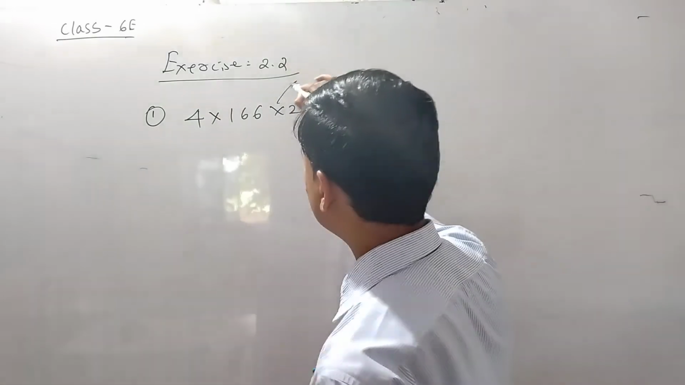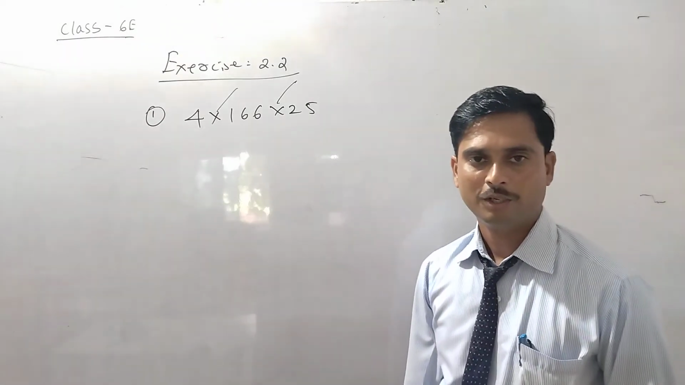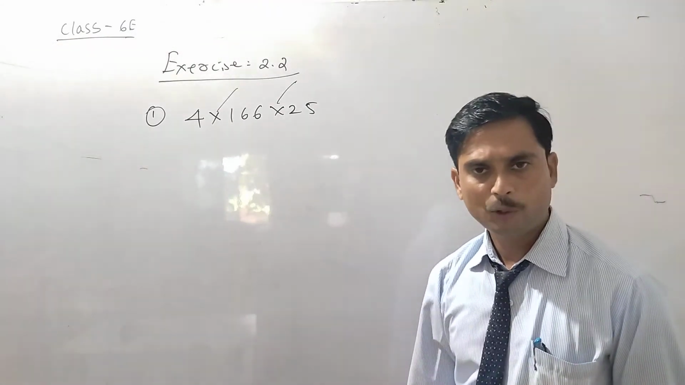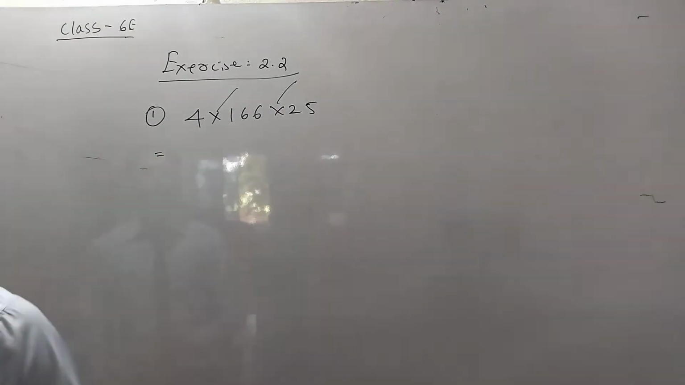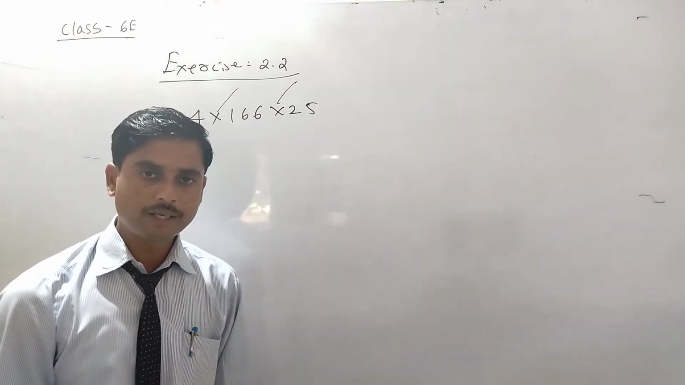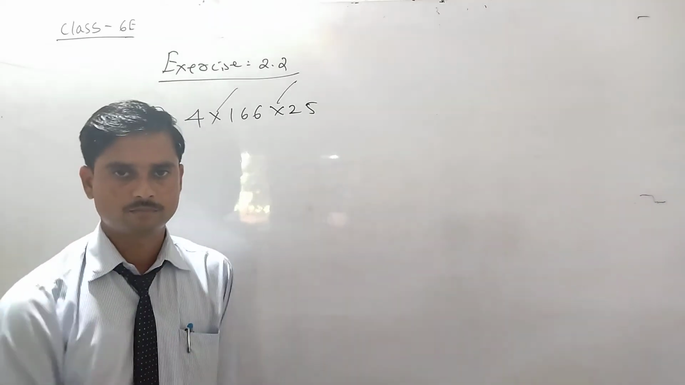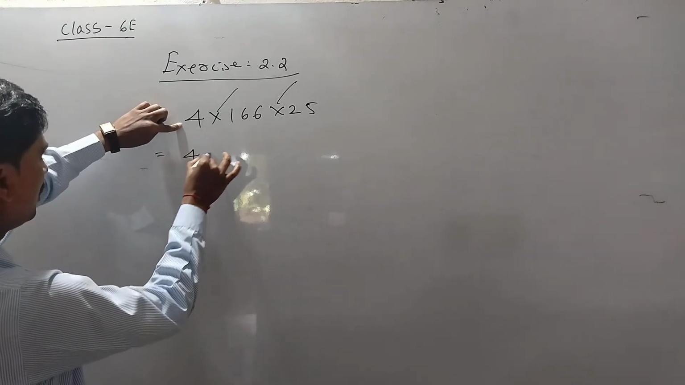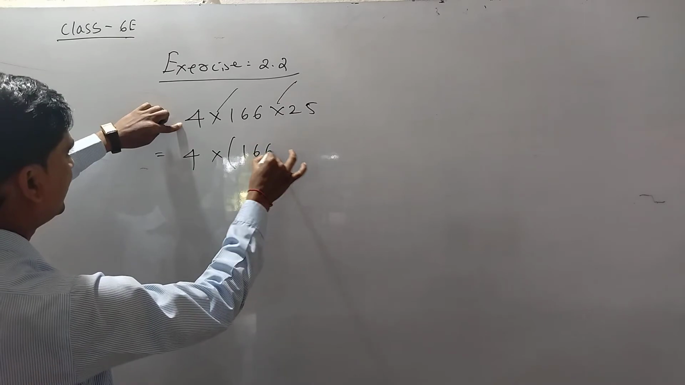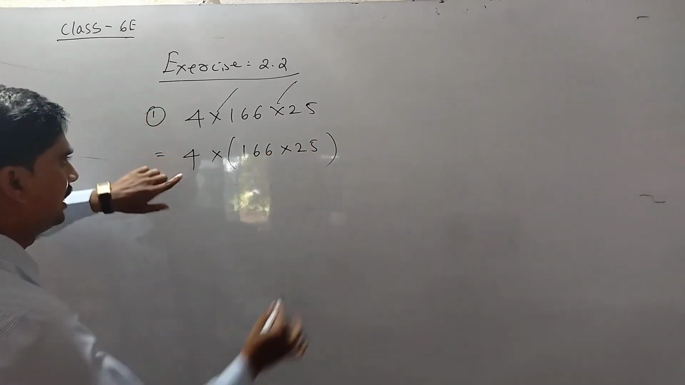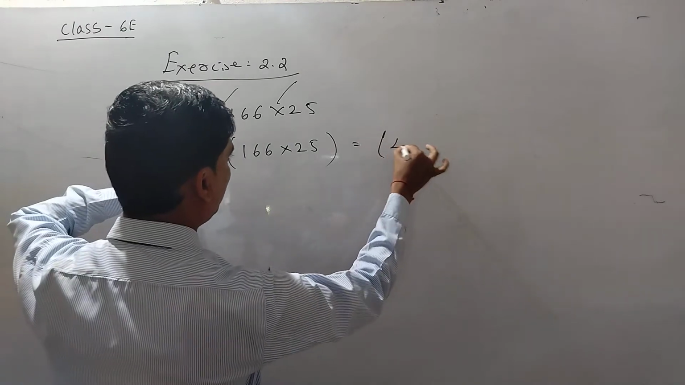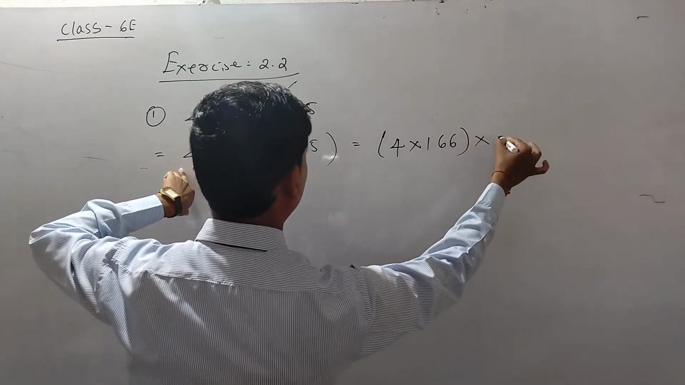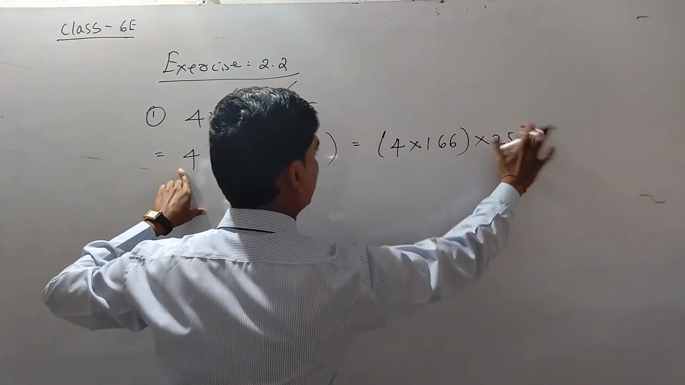Which property is suitable for this problem? Sir, here multiplication is there and here also multiplication is there, and there are three numbers, A, B, C. Absolutely, you know that. Which property? Sir, the associative property of multiplication is suitable for this problem. Then we should divide it. 4 into bracket 166 into 25 bracket complete is equal to bracket 4 into 166 bracket complete into 25. Okay, this is the problem.